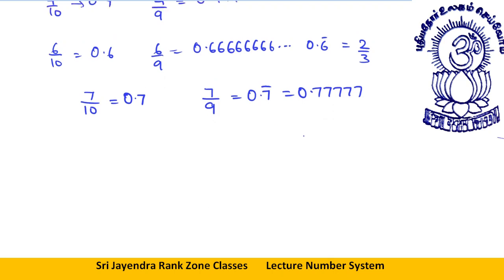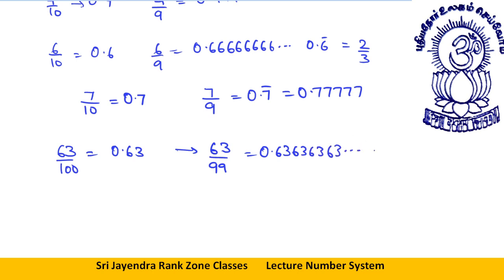See, one thing I've already told you. The next thing is, again, if I write 63 by 100, you will write 0.63, the decimal is over. But if I write 63 by 99, you can write it as 0.63636363, and so on, or you can also say 0.63 bar. I'm sure it must be clear to all of you, my dear students.